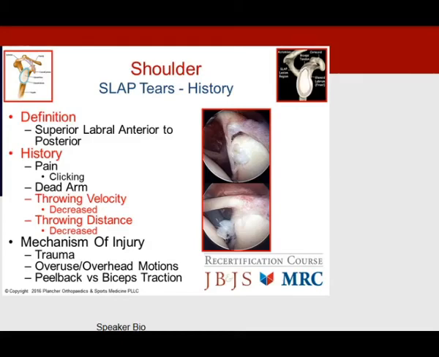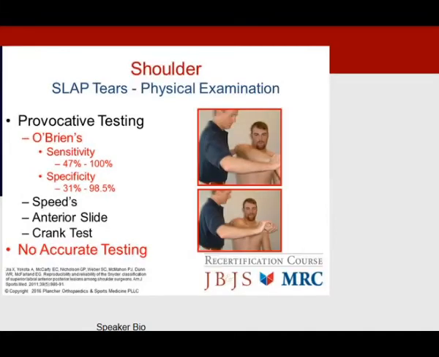When we discuss shoulder instability, we can start with a definition. SLAP tears are those superior labral anterior posterior tears. The patient comes in with clicking, a dead arm perhaps, the throwing velocity is decreased, the distance is decreased. This is the overhead thrower that usually has a peel back or a biceps traction injury. Provocative testing has been helped by some of the signs, O'Brien's, but the sensitivity and specificity is not clear. And there really isn't any accurate testing. That's why your clinical acumen is so important.